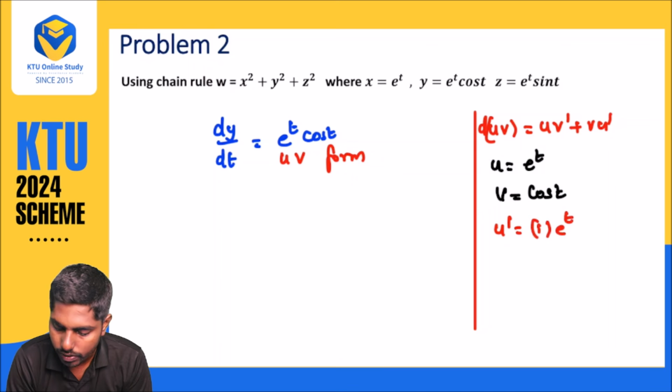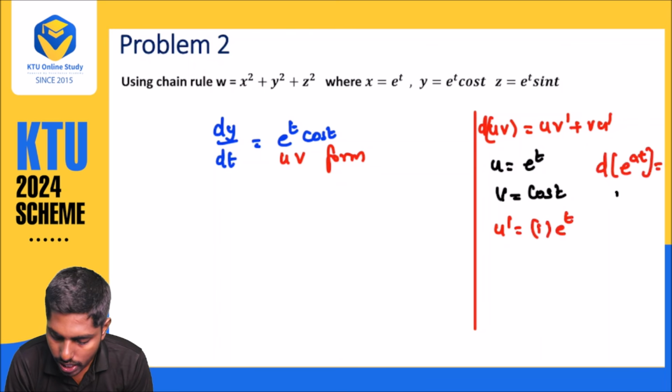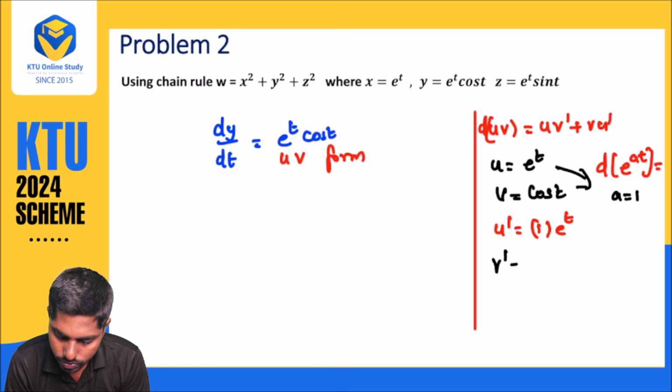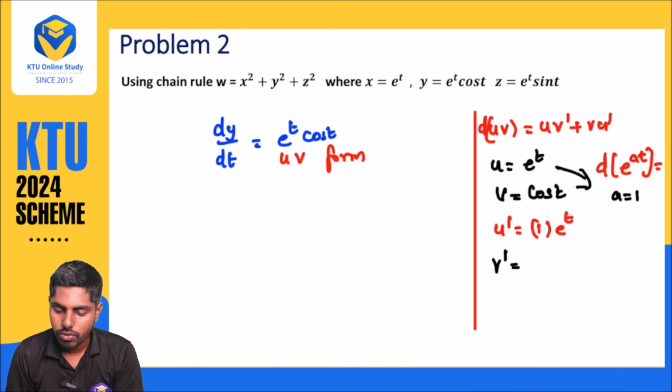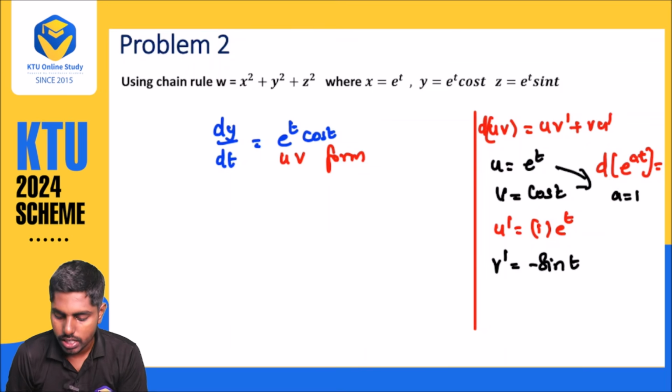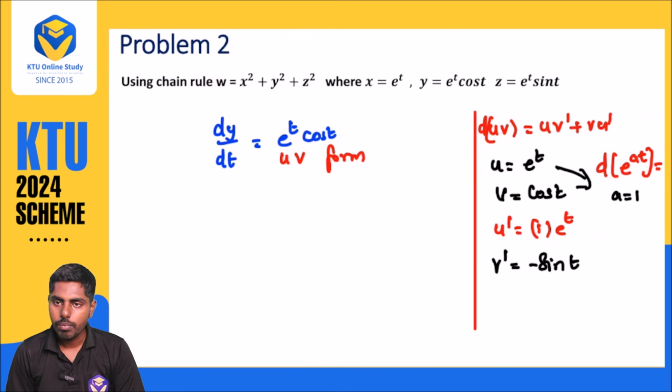Similarly, what is v'? v' is the derivative of cos t, which is nothing but minus sin t.